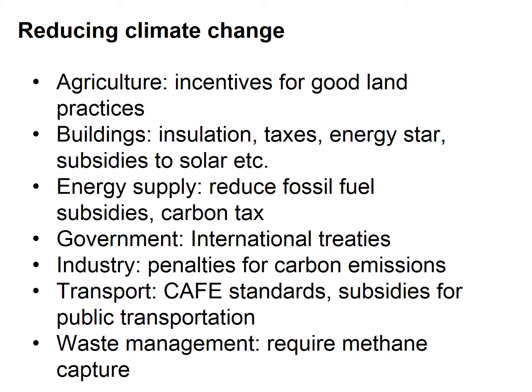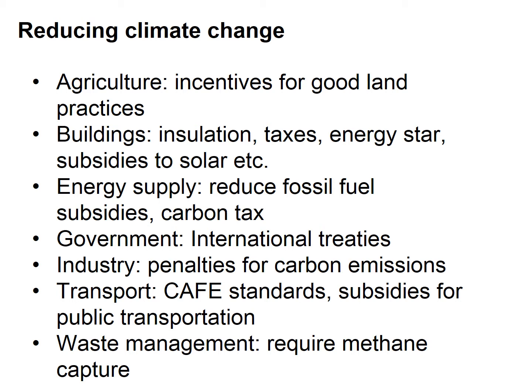Buildings, more insulation, right? Energy Star appliances and building practices, subsidies for solar and other types of energy that don't emit carbon dioxide. Our energy supply, we actually subsidize fossil fuel right now. So fossil fuel is cheaper than it otherwise would be. So if we reduce fossil fuel subsidies and make it more expensive, it would encourage people to switch. All right, we can also do things like a carbon tax, which I'll talk about in the next slide.